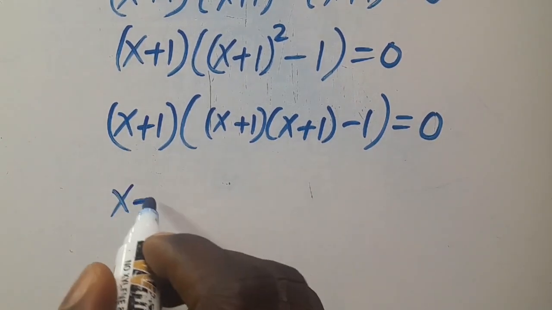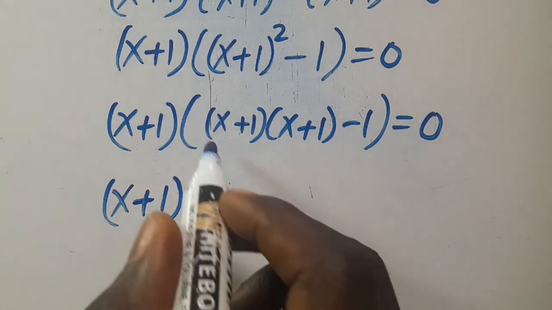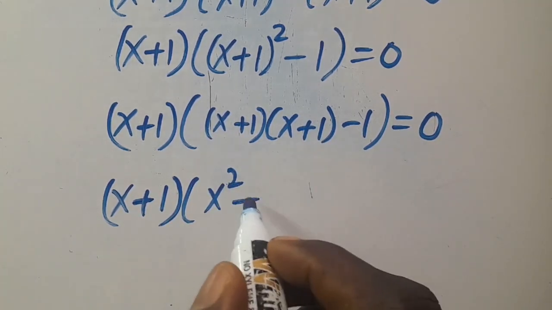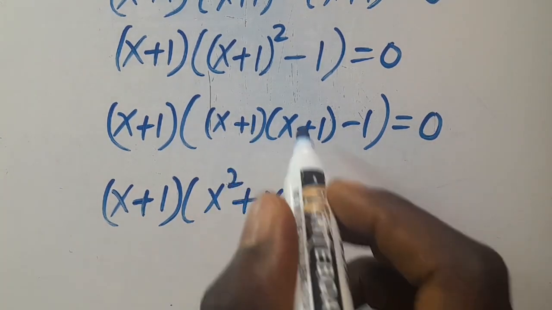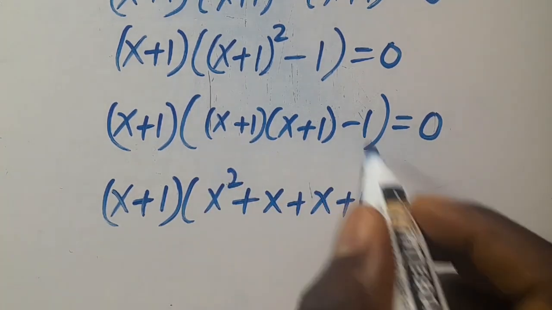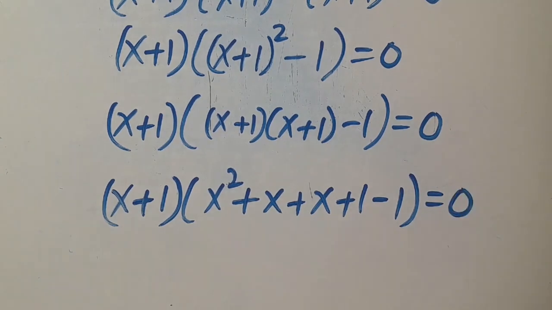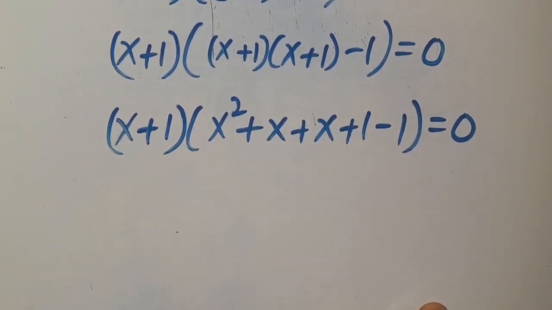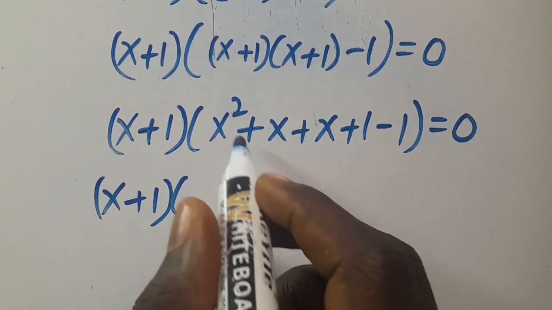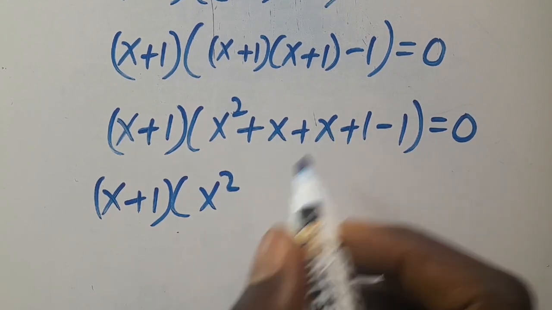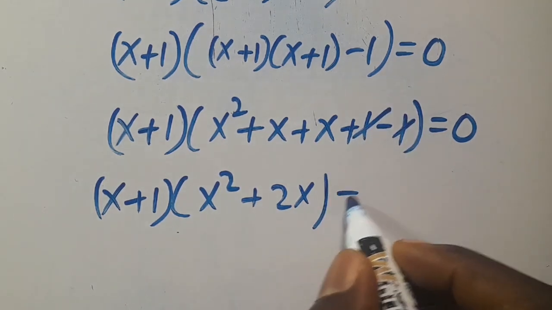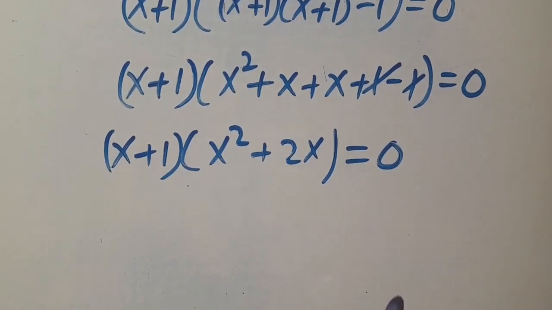Here will be x plus 1 as this. x times x will give us x squared. x times this will give us plus x. 1 times x will give us plus x. 1 times 1 will give us plus 1. Then minus 1. We close it. We set everything to be equal 0. So from here we have x plus 1 as this. From here we have x squared, x plus x will give us plus 2x, minus 1 plus 1 we cancel. So we set everything to be equal 0.